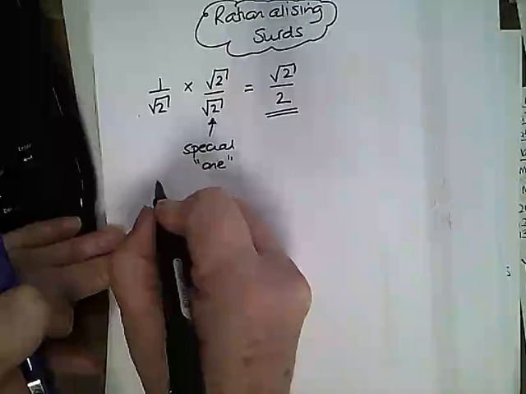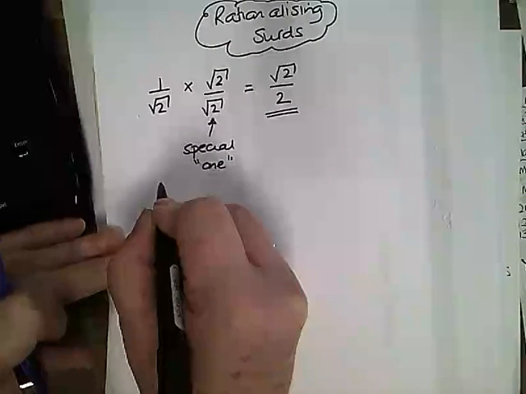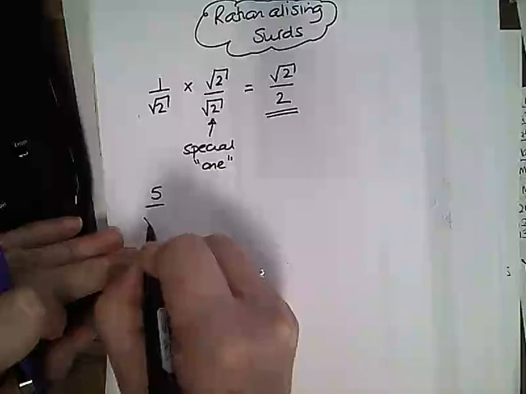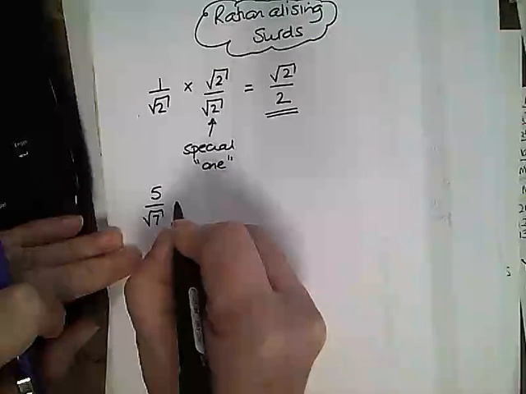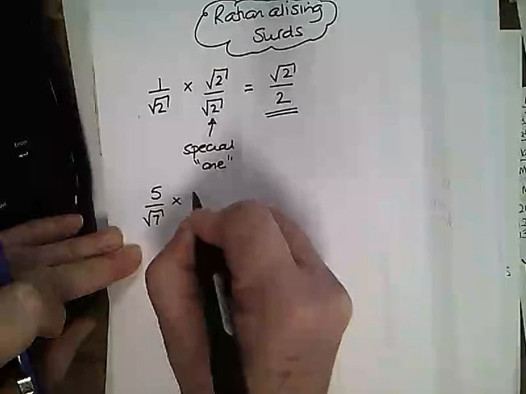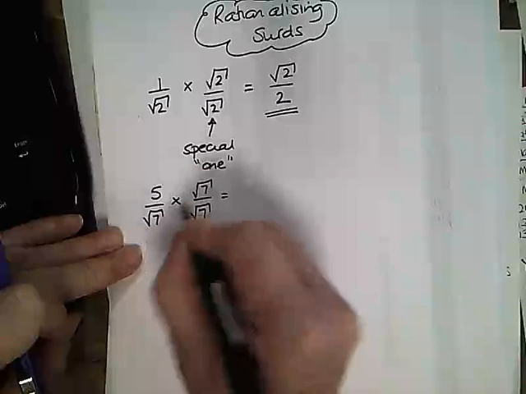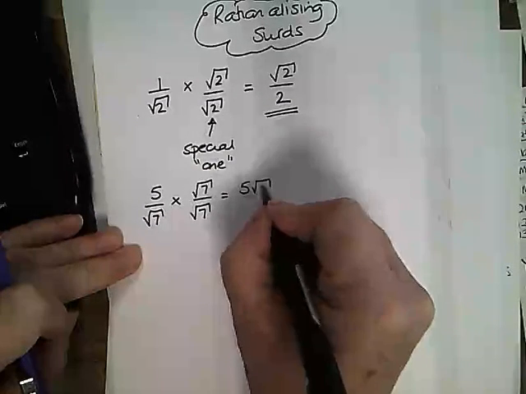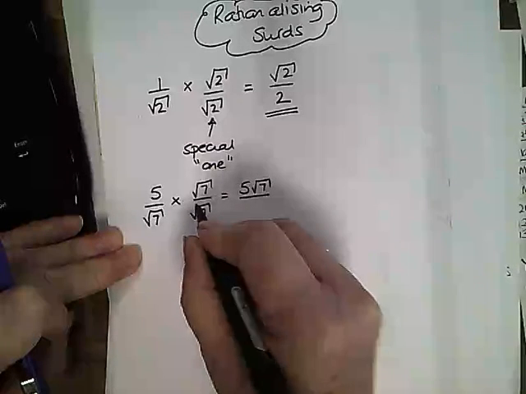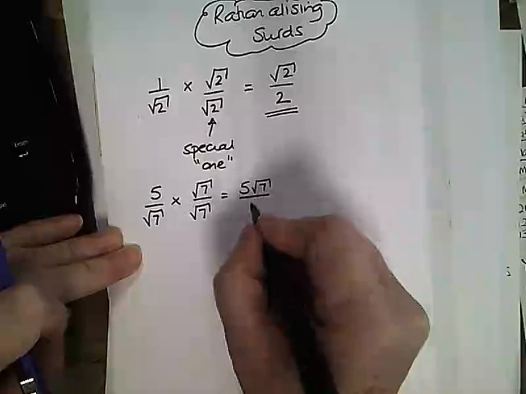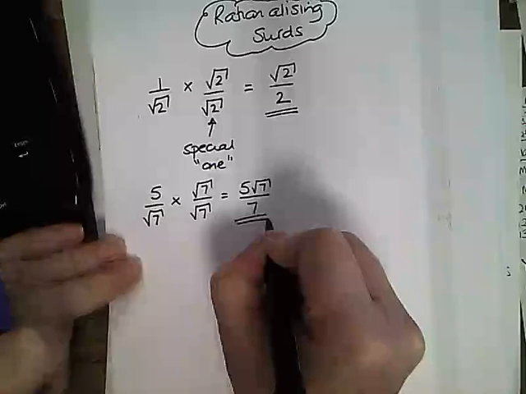You can do that with any fraction that's got a surd on the bottom. So if I had 5 over root 7, I would times it by root 7 over root 7. So times the tops, 5 root 7 over 7, root 7 times root 7 is 7. That's the final answer there.